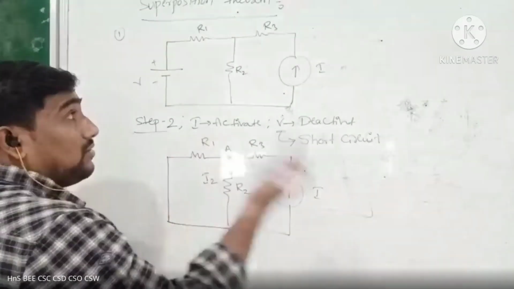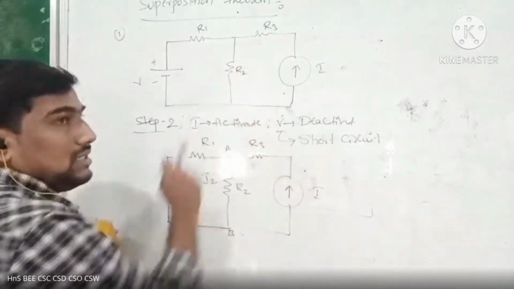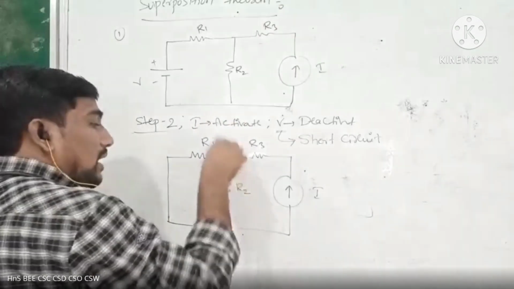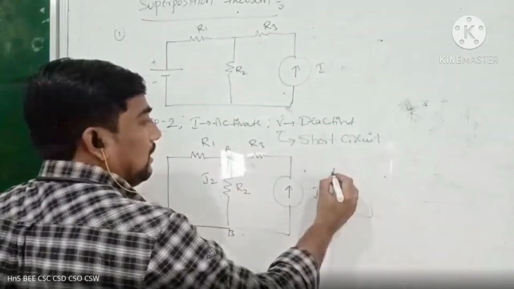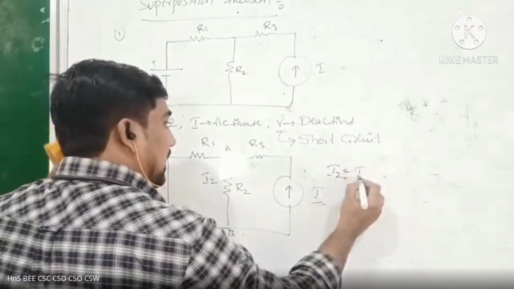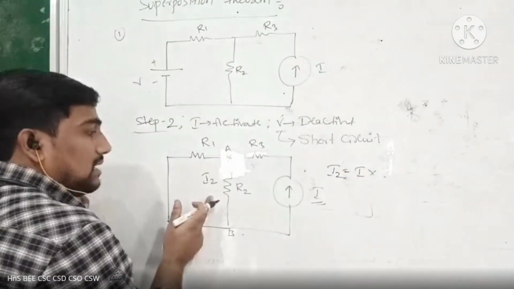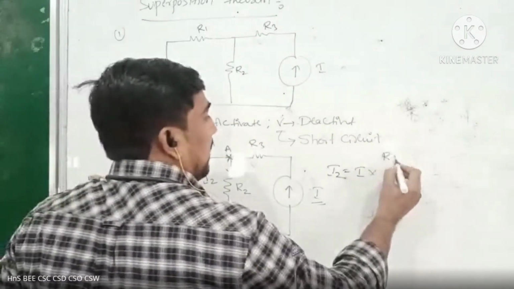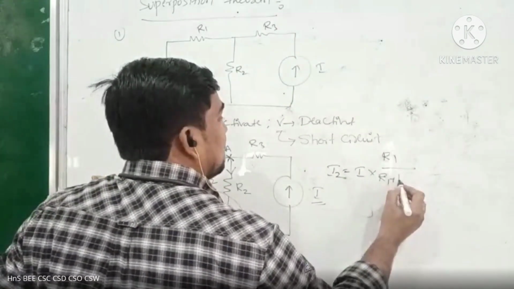What is our question? Find the current across R2 resistance. That's why I'm finding the I2 value. That is, I2 equals the total current, which is already given, that is I, into the opposite resistance of R2, then the opposite resistance, that is R1, by R1 plus R2.